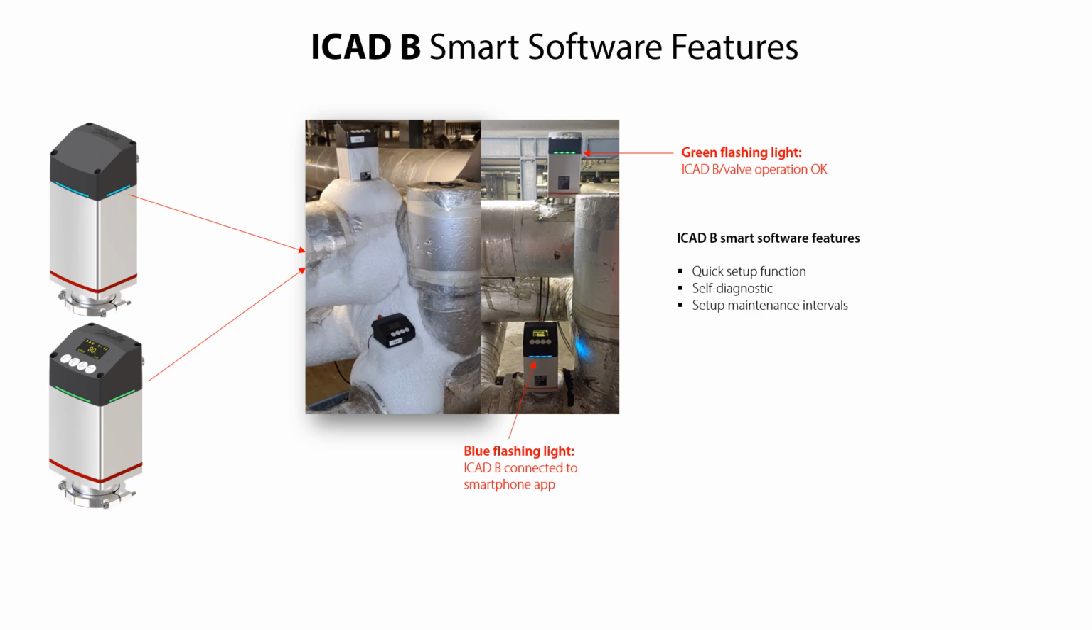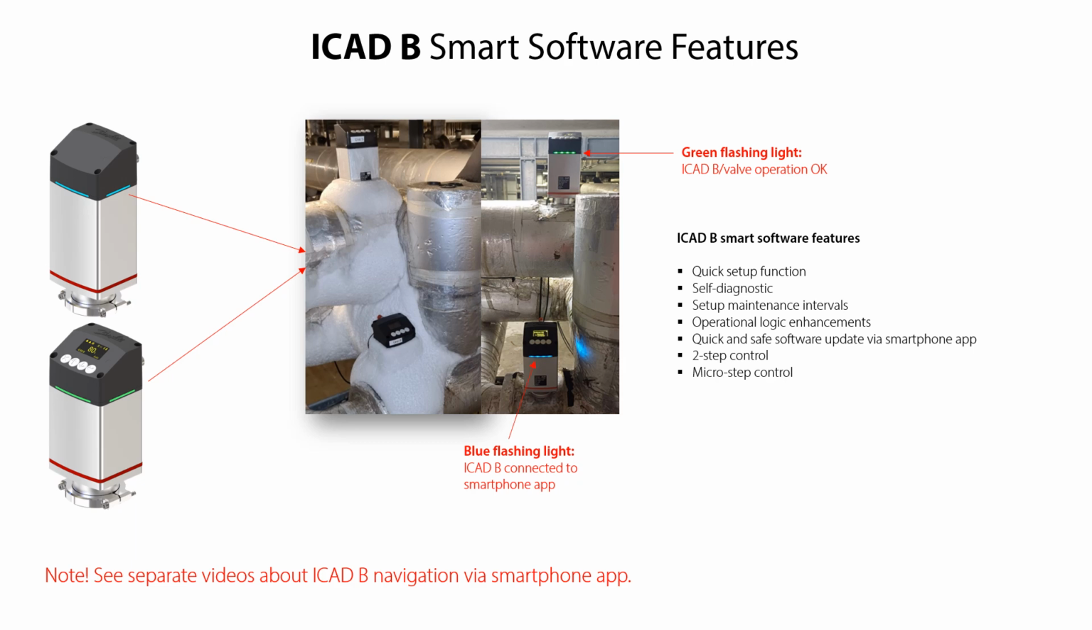Possibility to set up maintenance intervals which can support the control or prevent maintenance schedule of the system. Operational logic enhancement to improve performance and prevent errors. This includes boosting torque and torque monitoring. Quick and safe software update via the smartphone app. Additional functionality such as two-step control via an on-off signal, and up to 5 times higher control resolution using microsteps. Please see the separate videos about ICAD B navigation via the smartphone app.